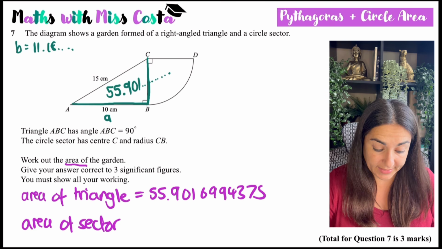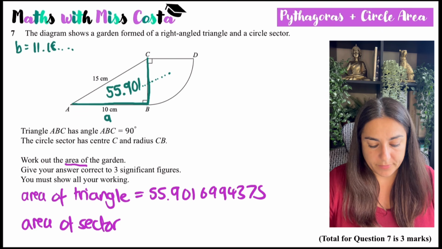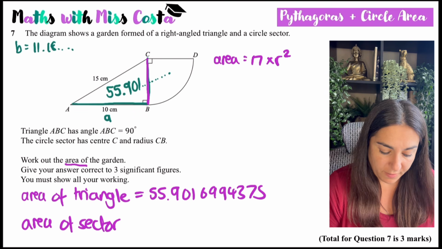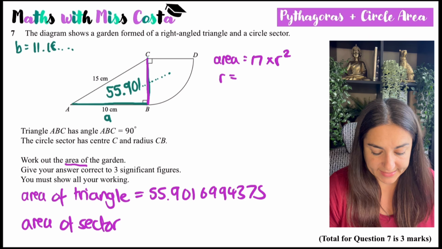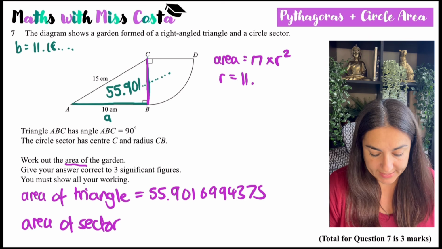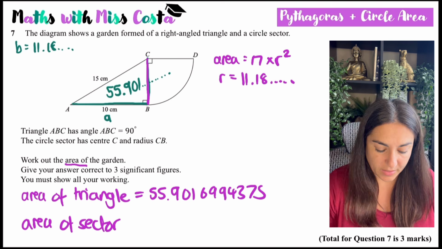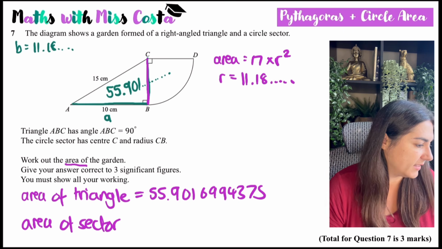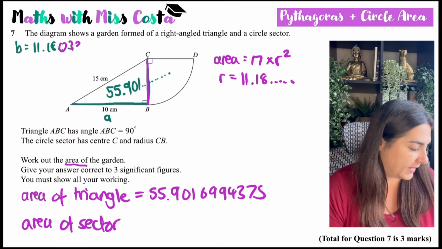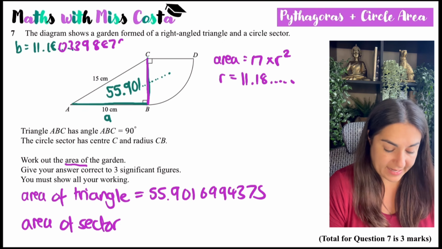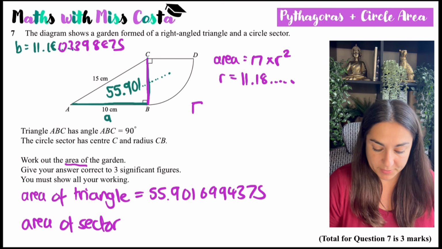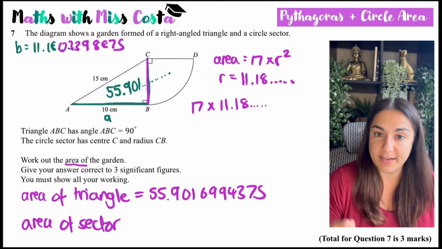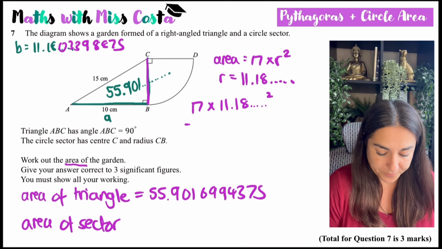So if it was a circle, the area of a circle is pi times radius squared. I figured out what the radius is because the radius is the same length as CB, which is 11.18. So we didn't write that full value out, but hopefully you did somewhere. So it should have been 11.1803398875. So that's my radius. So I'm going to do pi times 11.18 and write out the whole thing into my calculator squared.